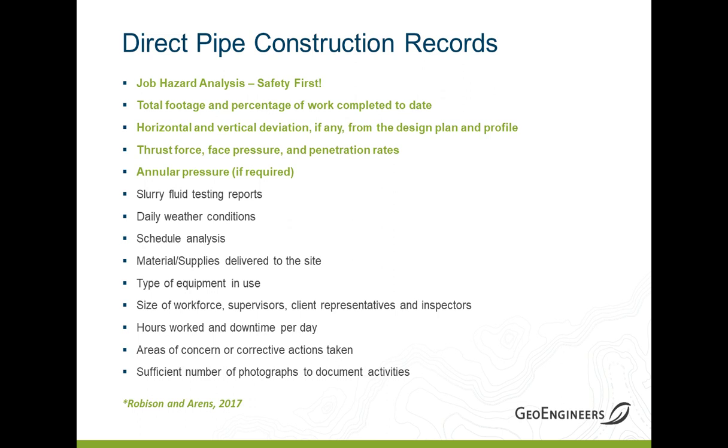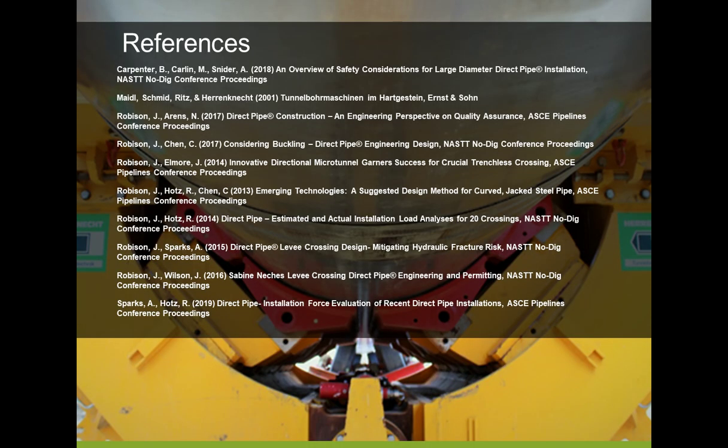Okay, so some examples of things that we typically like to see in the construction record. The items in green are probably priority items. And then the items in blue would be other useful information to document. Okay, so here's the reference slide that I promised.